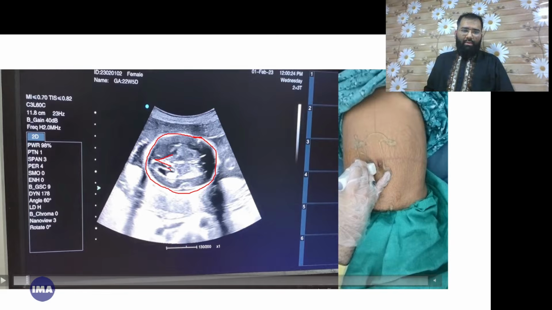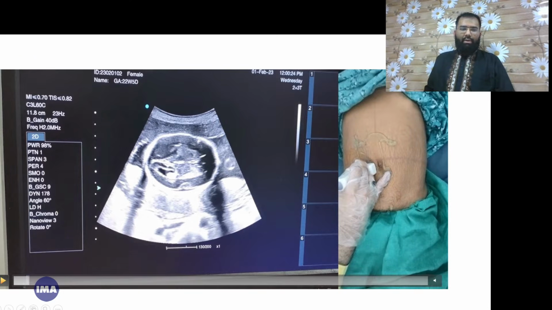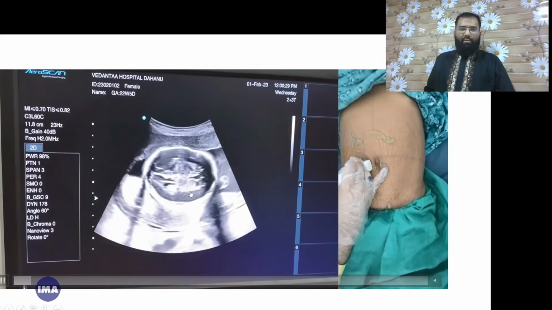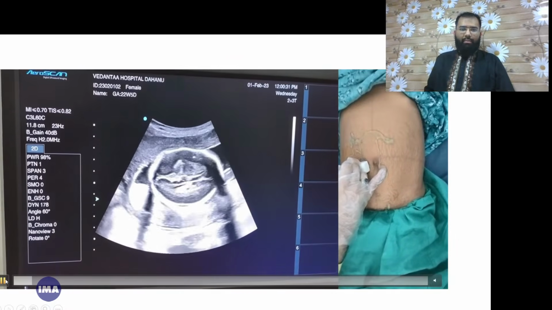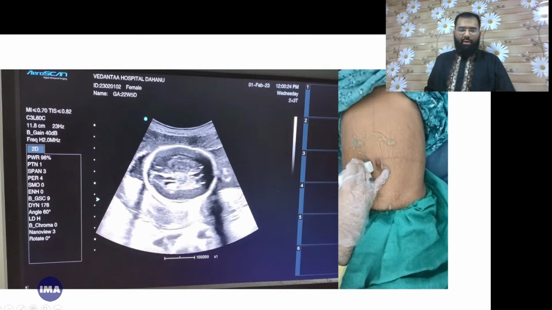Now this structure which you are able to see is the ventricle of the fetus. As we move ahead in the video, I'll also show you the rest of the structures and the rest of the important landmarks. Now we are seeing the head of the fetus. We are panning through the head, and the structure which I want to emphasize and show you is this structure.